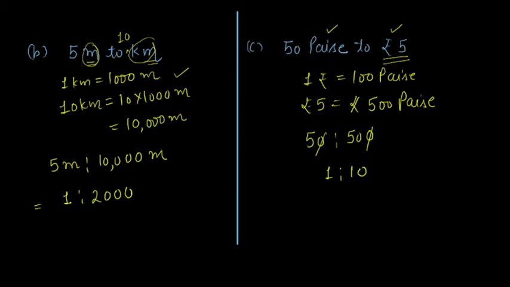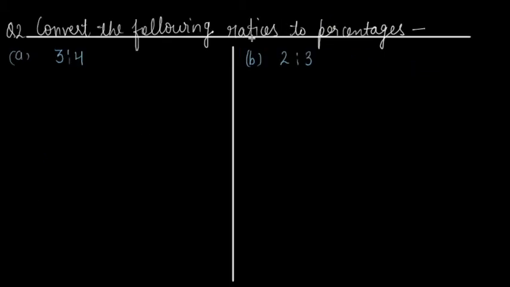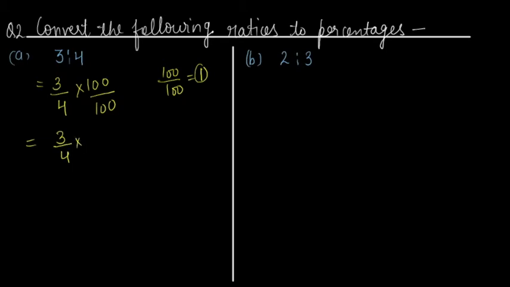Let's see question number 2 of this exercise, in which you have to convert the ratios. Now the ratios are given and you have to convert them to percentage, right? So the first part is 3 is to 4. If we have to convert it to percentage, can I multiply and divide it by 100? Because 100 upon 100 is what? 1 only, and if you multiply any number by 1, it does not change the value. So 3 upon 4 into 100, the denominator 100 can be converted to a percentage sign. Now if you cancel it, 4 twos are 8, 4 fives are 20. 3 into 25, 25 threes are 75%.